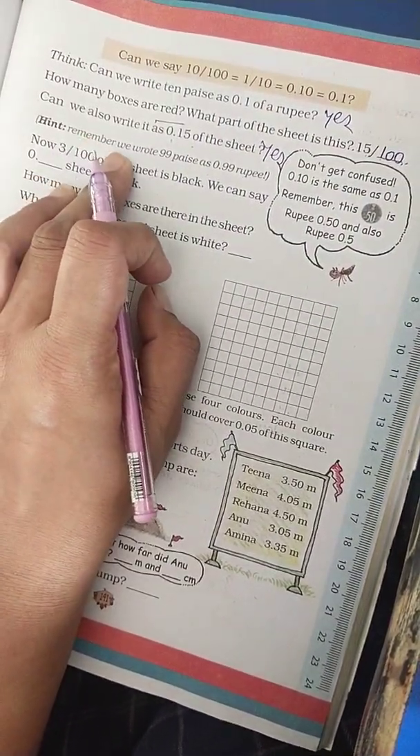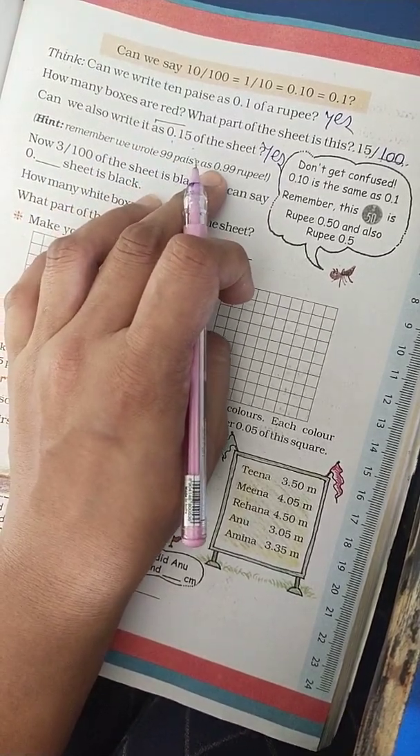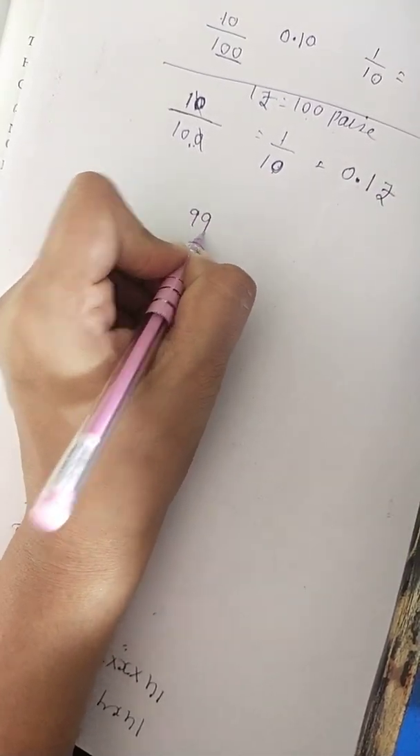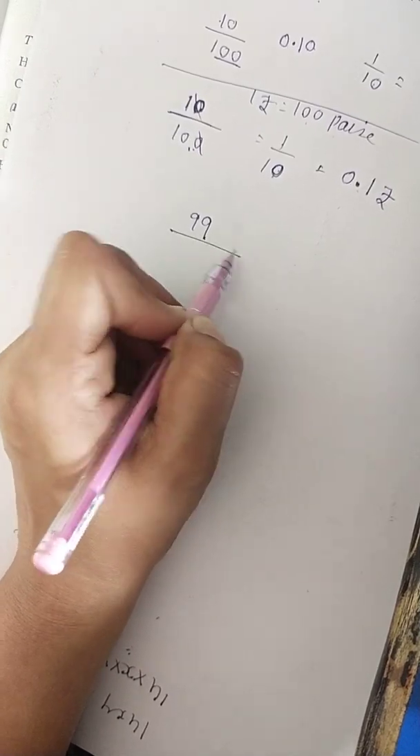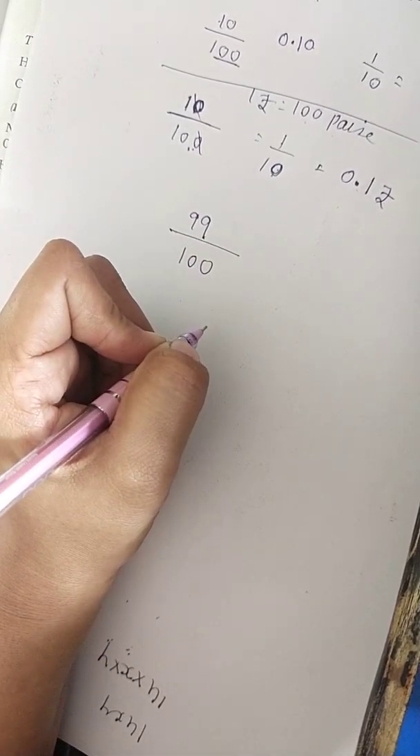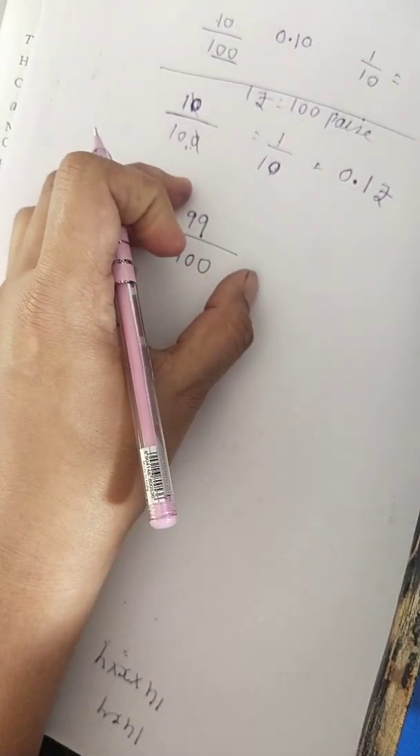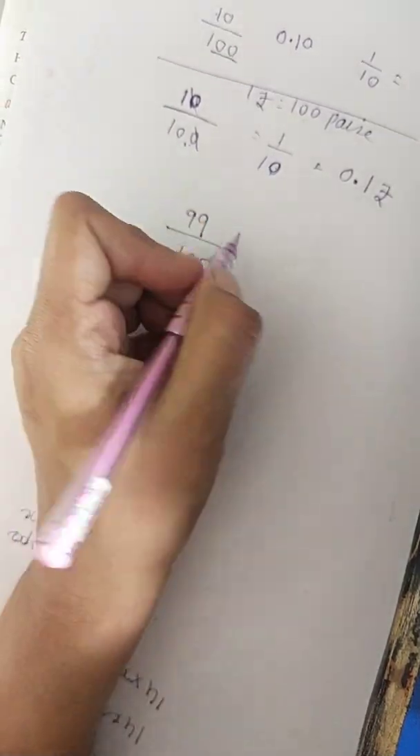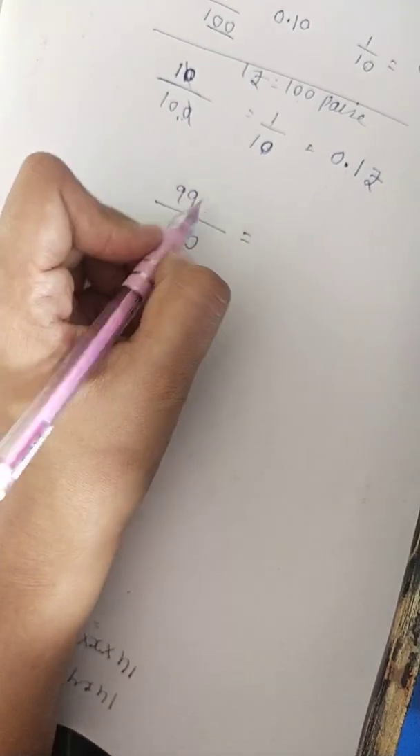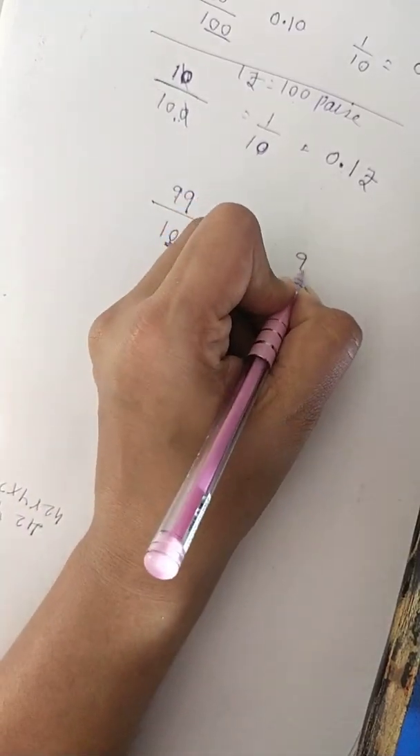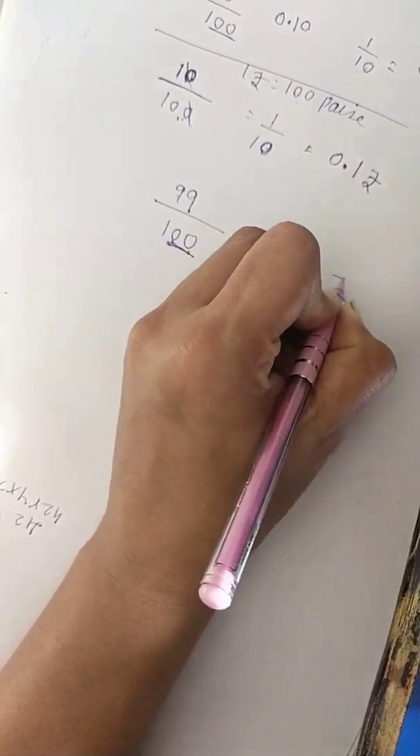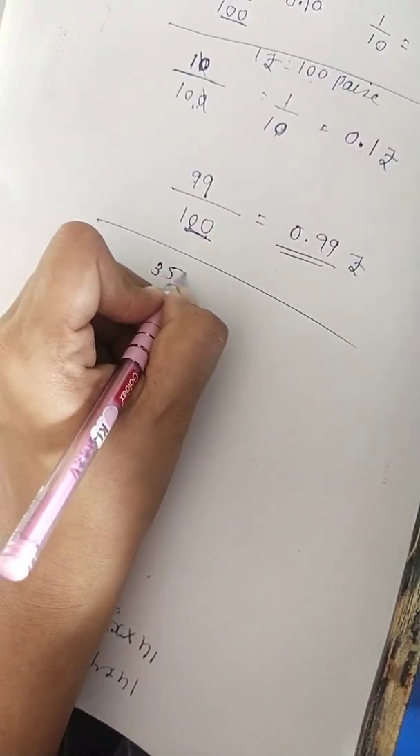Okay. Remember, we wrote 99 paise as 0.99 rupee. Now you can easily write 99 paise. We are talking regarding the paise, how much? 99. Total paise 100 we have to write in the denominator. So this is 99 paise. Now we have to write it as a rupee. There are 2 zeros, so here 1 and 2, 99, then the point and 0. So this much rupee.